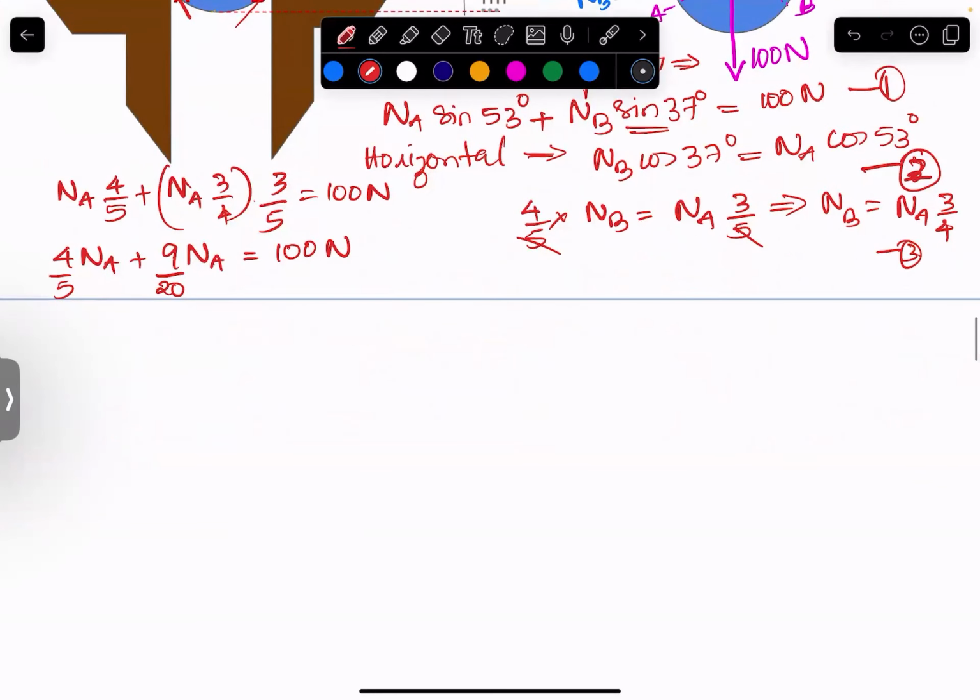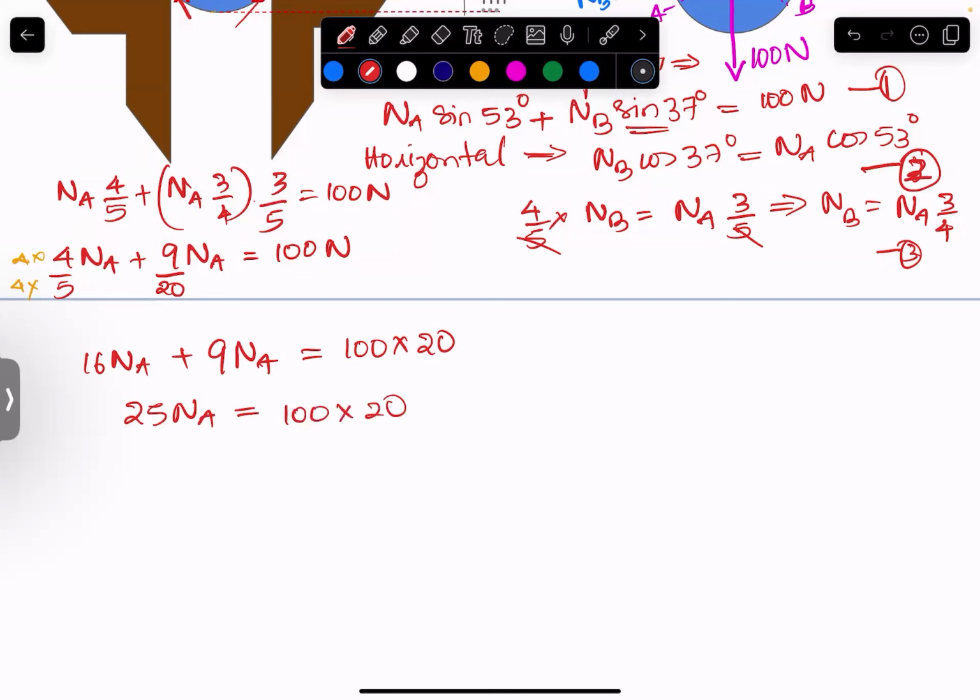So this you have to make LCM the same. You have to take LCM and make the denominator equal. So you have to multiply it by 4. So that is 16NA plus 9NA equals 100 times 20. So this is 25NA equals 100 times 20. NA equals 80 Newton.